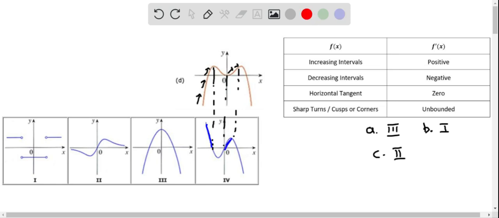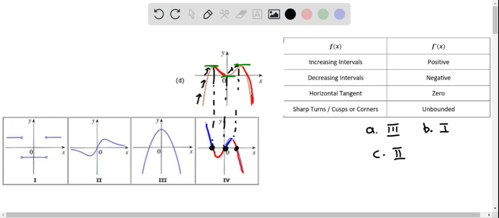And let's now look at the decreasing intervals. So this interval is decreasing as well as this interval is decreasing. Clearly around those intervals, the graph of the derivative is negative, as well as it is negative over here. And now let's look at the horizontal tangents. We have horizontal tangents here, here, as well as at this point. So around these points, the graph of its derivative is 0. So clearly it is 0 here, as well as it is 0 over here.